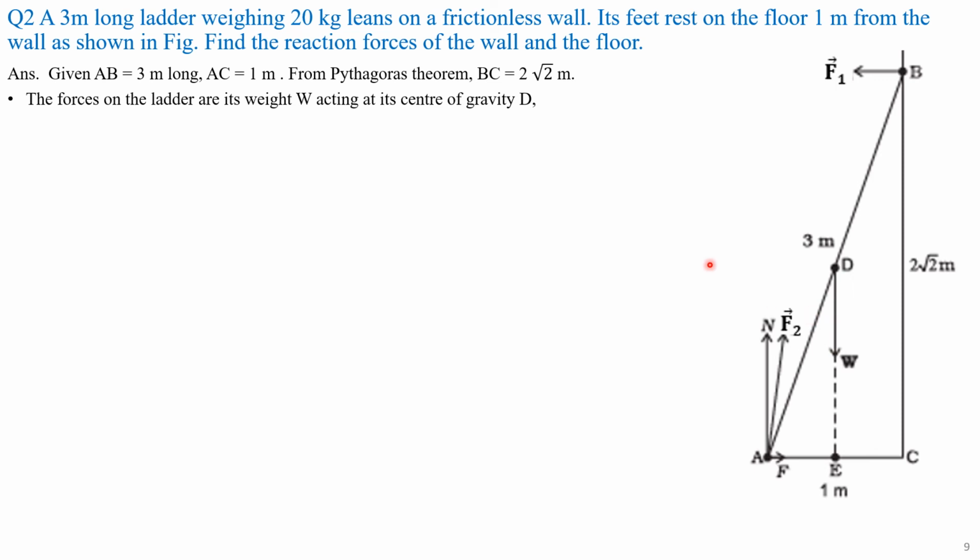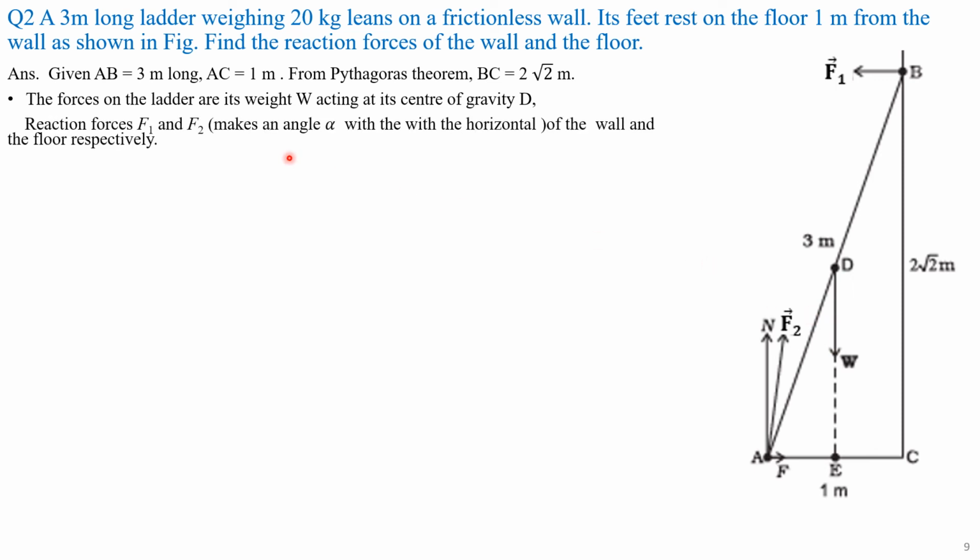W acts vertically downwards. F1 and F2 are two reaction forces. At B, the reaction force F1 is due to the wall and it is pointing on the left hand side. Similarly, F2 is the reaction, which makes an angle alpha, which is not shown in the figure, with the horizontal of the wall and the floor. F2 is due to the reaction of the floor.